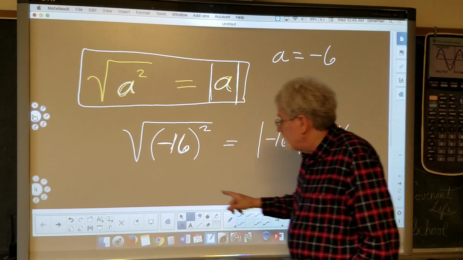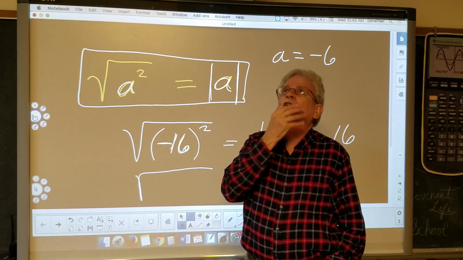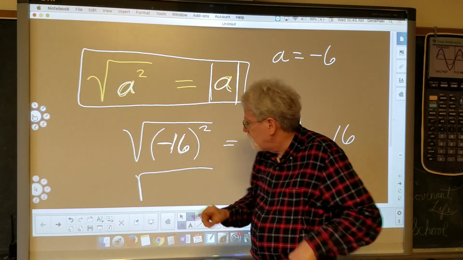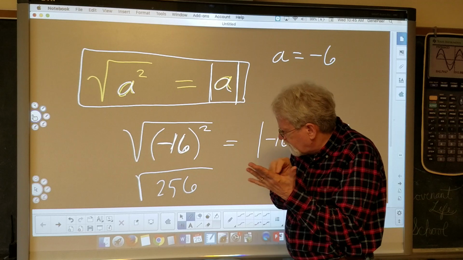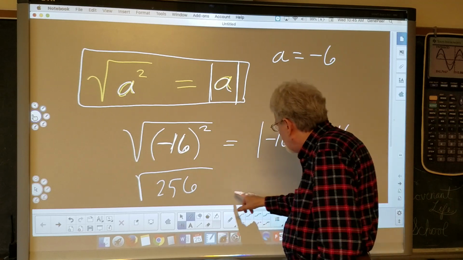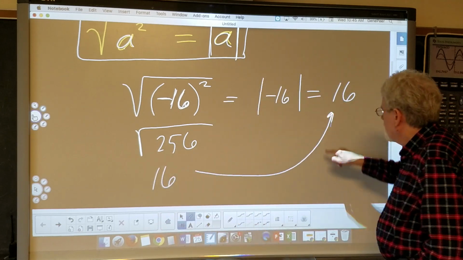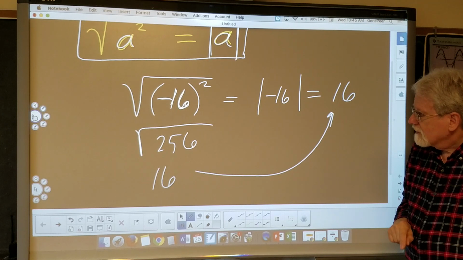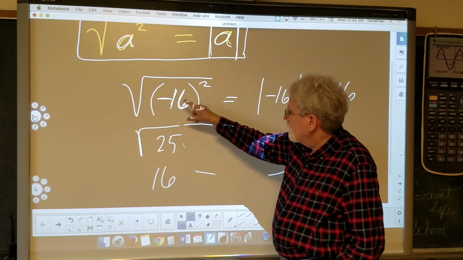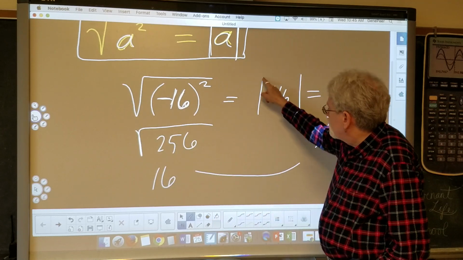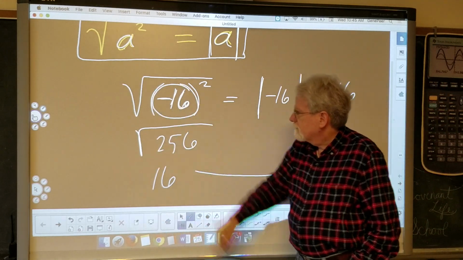Or if you want to go to the trouble, you could say, well, what is the negative 16 squared? Negative 16 times negative 16 is positive, get out the calculator, positive 256. And what's positive 256? Get out the calculator again, find the square root of 256. Oh, it's 16. So, it works. It's 16. Yes. So, we always, when doing the square root of something that's squared, your answer will always be the absolute value of this guy, whatever that guy is.